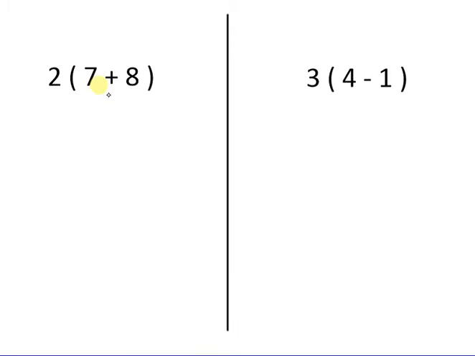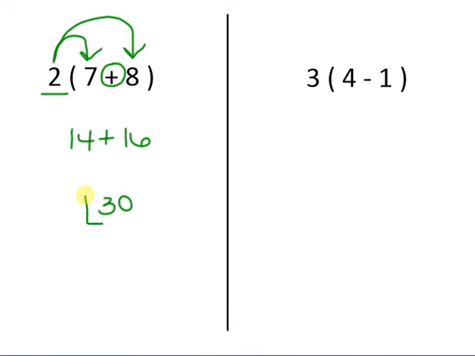Alright, so here's my parentheses, 7 plus 8. Here's my 2. It's outside and it's attached to the parentheses, so I need to distribute. So 2 times 7 is 14. My operation is addition, so bring it down. And then 2 times 8 is 16. 14 plus 16 is 30.